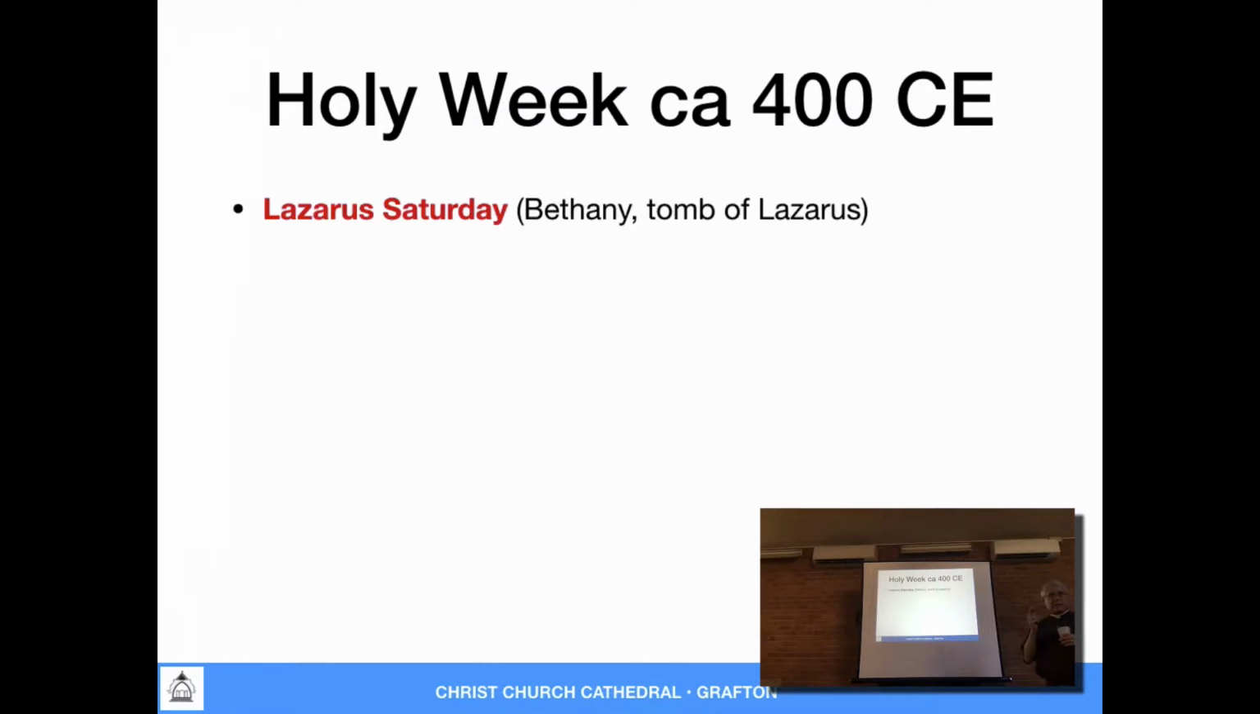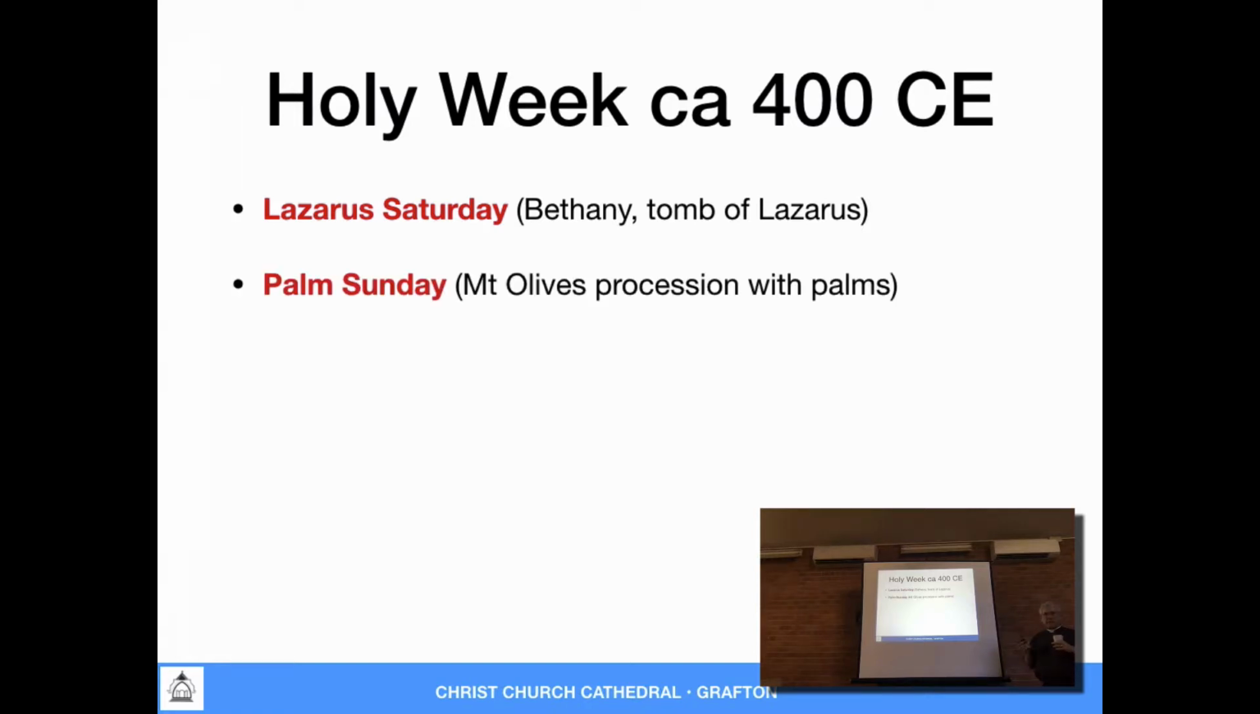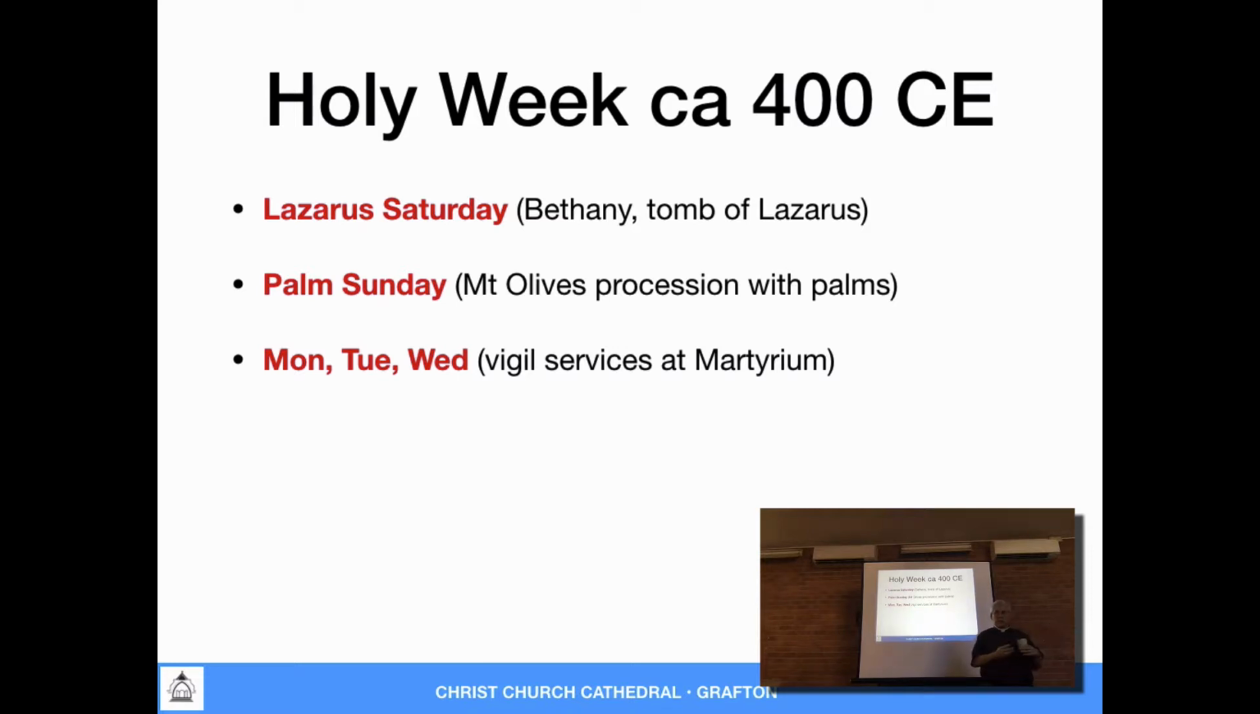On Lazarus Saturday, interesting, the day before Palm Sunday, they celebrated the Lazarus story. Okay? Because Lazarus being raised from the dead is a sign of Jesus being raised from the dead. The next day they have Palm Sunday, and they gather on the Mount of Olives and they come down waving palm branches. This is 1600 years ago. Okay? Monday, Tuesday and Wednesday there were special vigil services in the Martyrium, which is that big long entrance hall at the Church of the Resurrection.